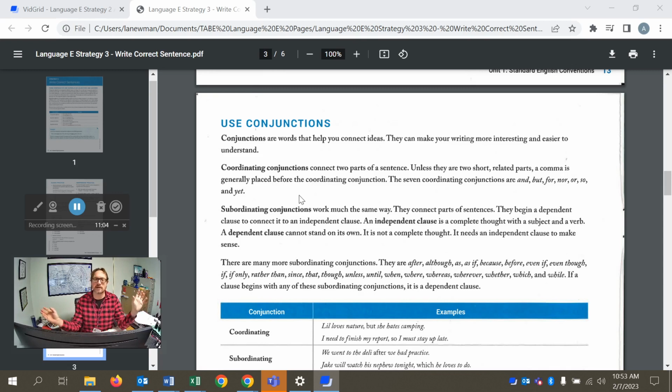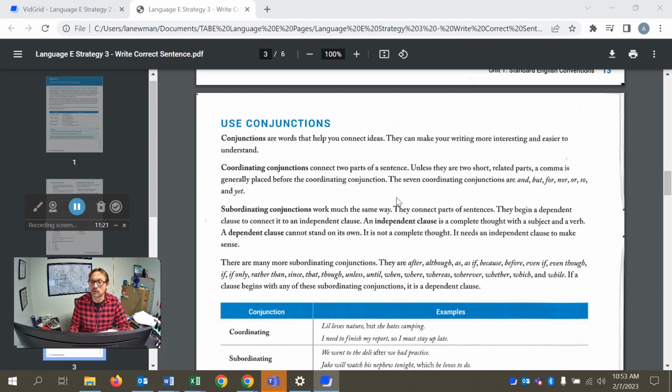It's almost kind of like a plus sign or something. We're bringing two parts of a sentence together. Those parts are considered to be of equal value. It says, unless they are two short related parts, a comma is generally placed before the coordinating conjunction.